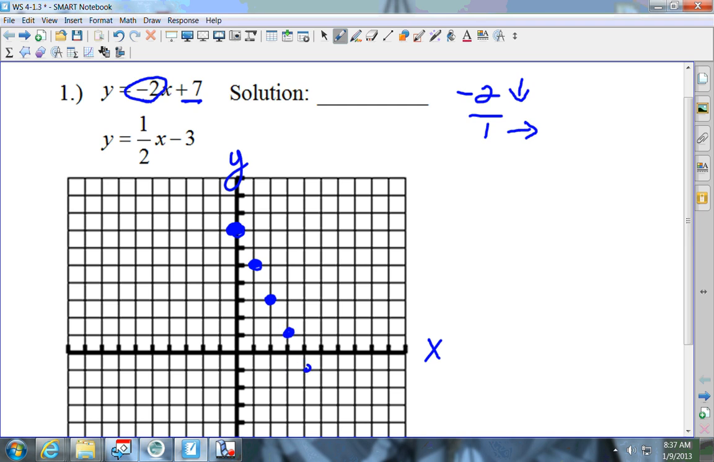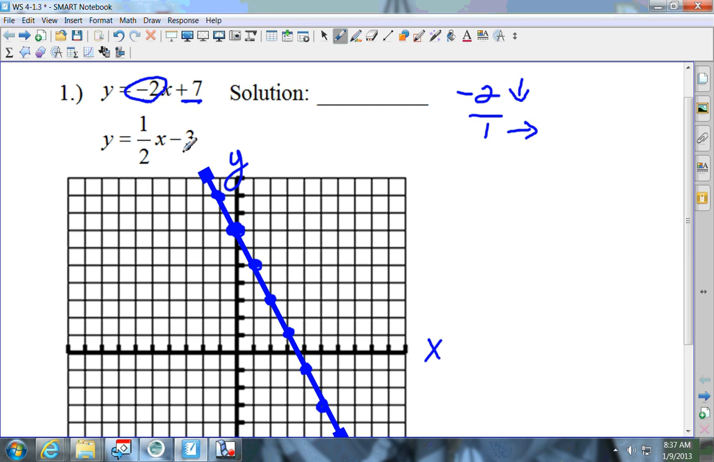Down 2 to the right 1 and put a dot. Down 2 to the right 1. I can also go backwards by going up 2 to the left 1. I'm kind of out of room here, so I'm going to stop with that equation. If you want to, you can draw a line through it. Make sure when you're drawing your line, you draw it very straight. I would make sure I draw as many dots as I can.